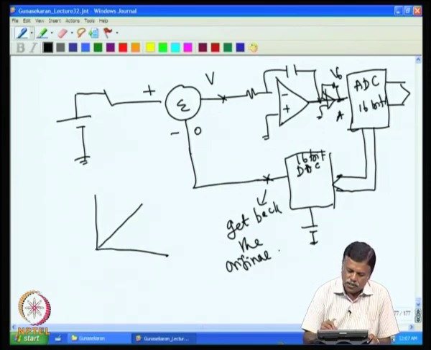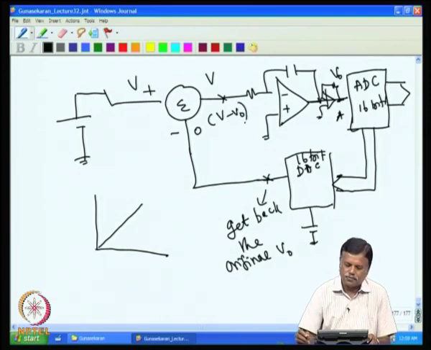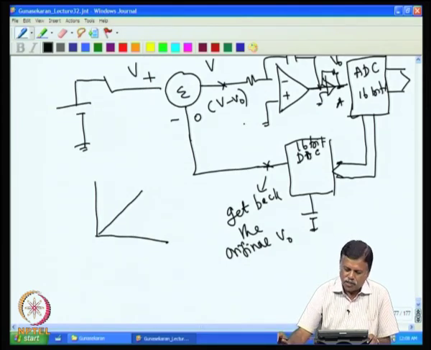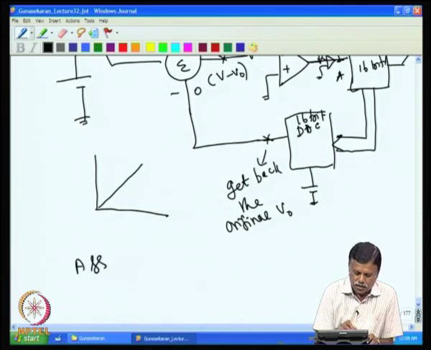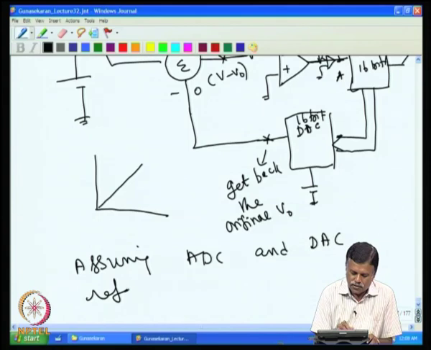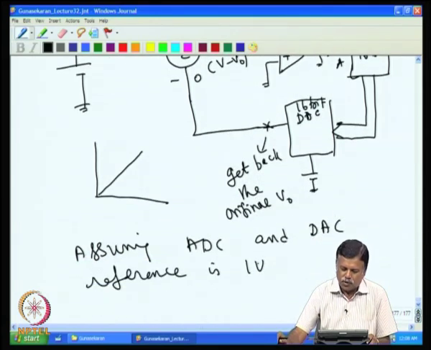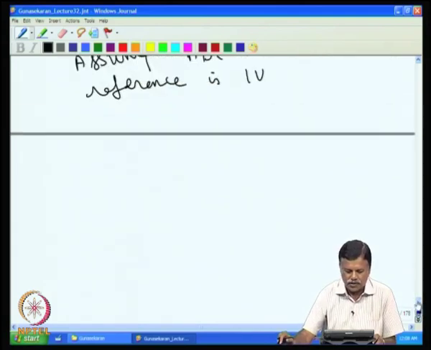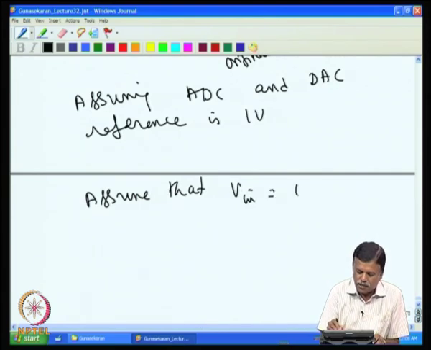We call this V0, original V0. Now, this V0 is again subtracted, and you get the difference between these two. So, V is the input voltage, and V minus V0 is what comes here. Now, the crux of the issue is like this. Suppose I am working with a 1 volt input voltage, assume that 1 volt is the full scale voltage, assuming the ADC and the DAC reference is 1 volt. That means the full scale value of the ADC and DAC is 1 volt. Now, assume that the input is exactly 0.5 volt.